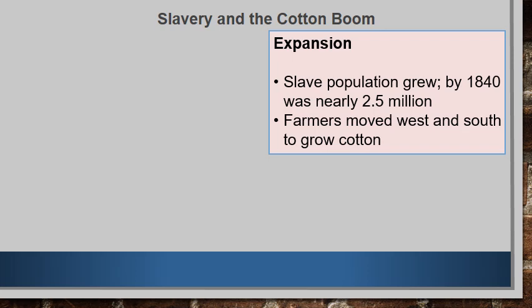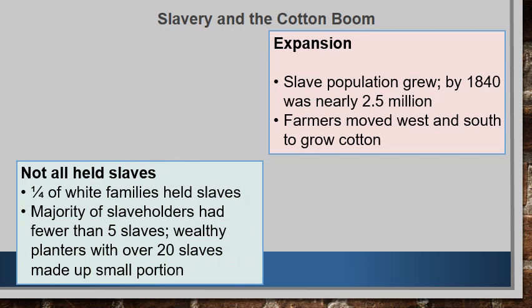The slave population expanded pretty rapidly, which should make you start thinking about where are these slaves coming from. By 1840, there's 2.5 million. By the Civil War, there's going to be just over 3 million slaves in the southern part of the United States. So where are they coming from? Who owns them? Only about 1/4 of white Southerners own slaves. 3/4 of the Southerners do not own slaves.